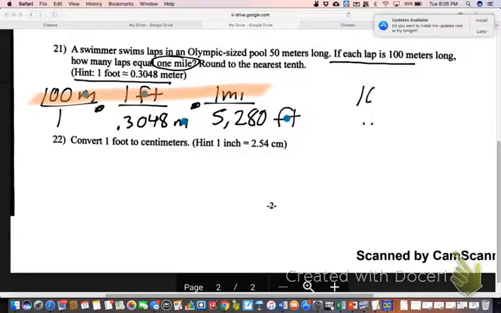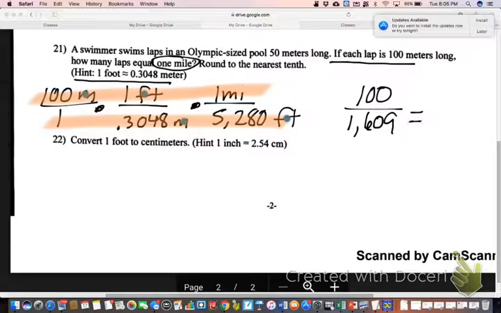So then I'm just going to multiply all this straight across. 100 times 1 times 1 is 100. And then I'm going to multiply across the bottom. And if I do that, I'm just going to estimate at this point because it doesn't come out to be a very nice number. I'm just going to estimate and say 1,609.